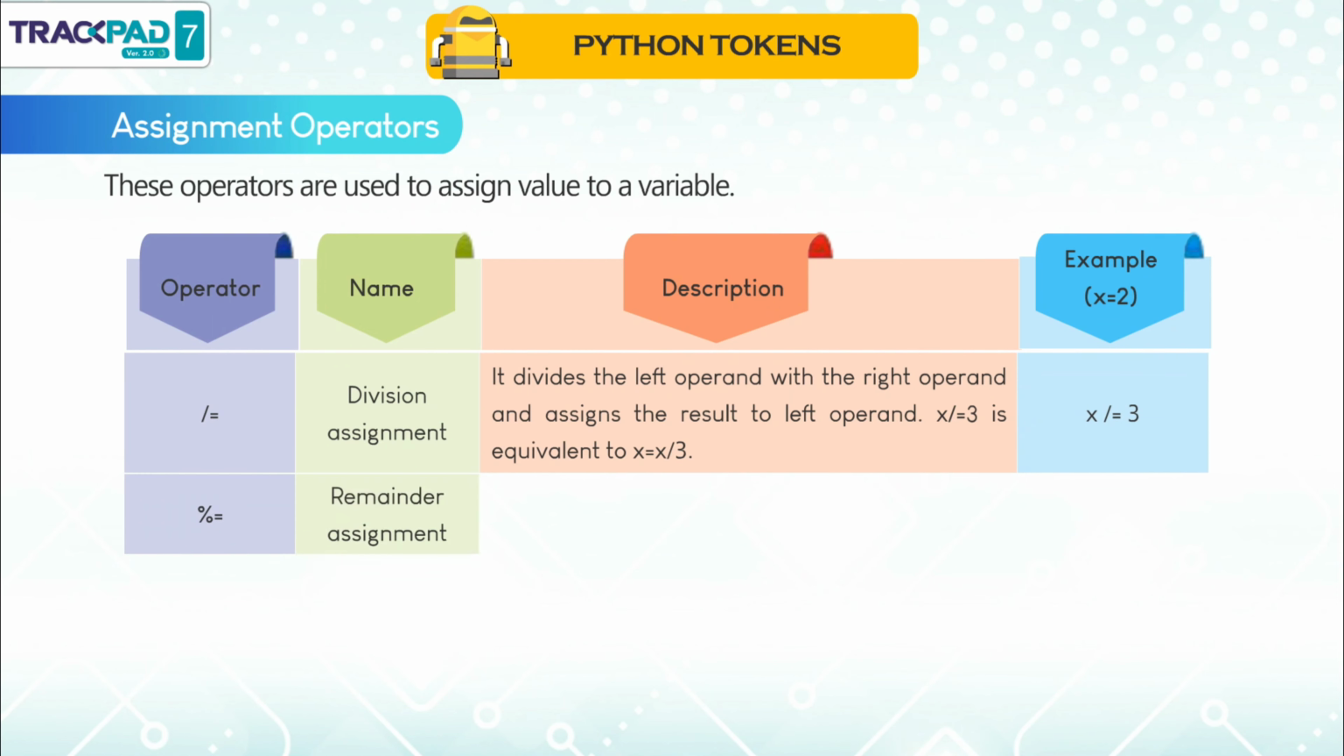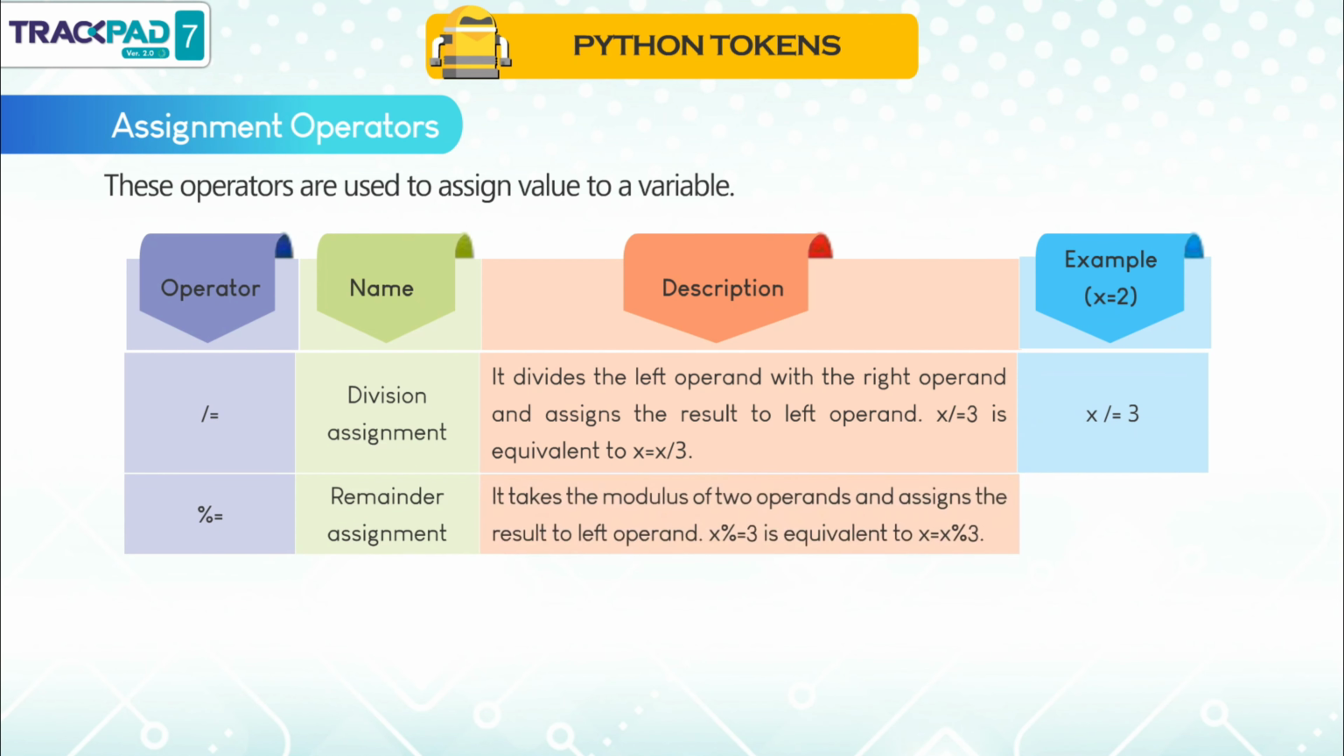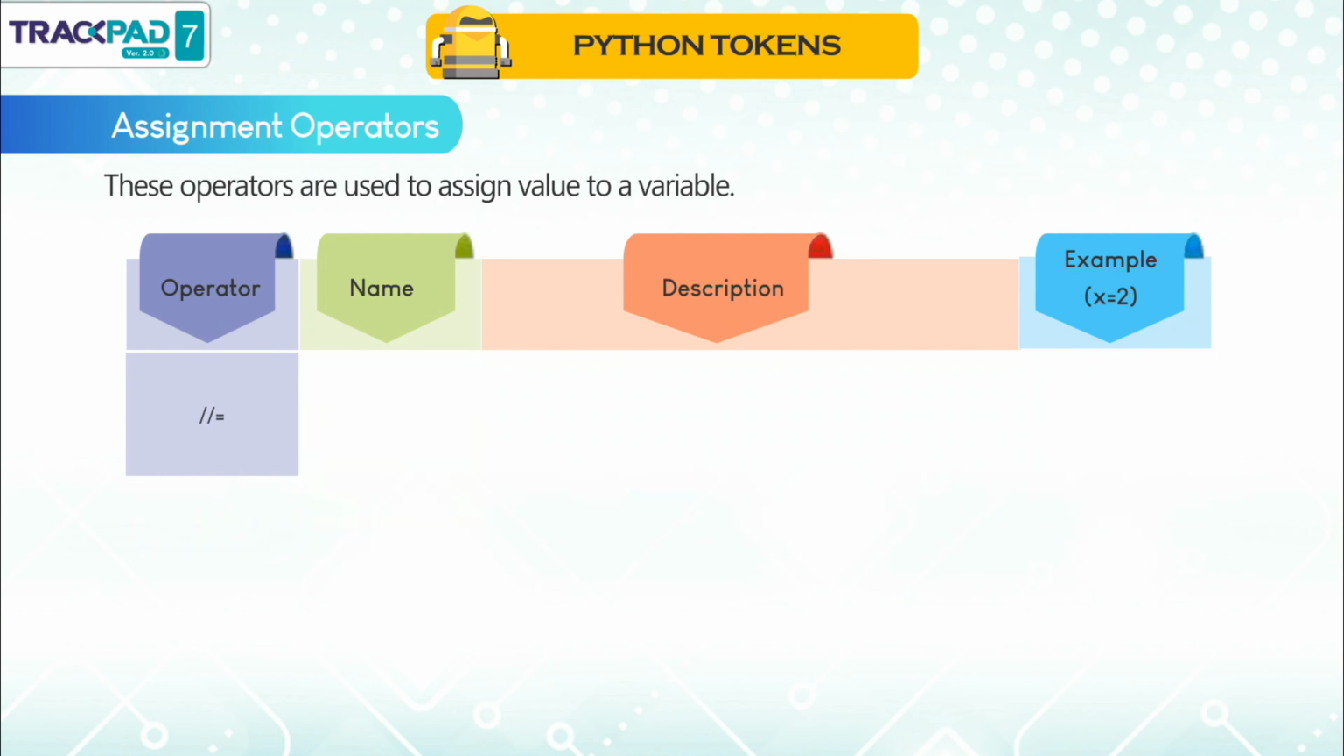Percentage equal to, remainder assignment. It takes the modulus of two operands and assigns the result to left operand. x %= 3 is equivalent to x = x % 3. x %= 3.